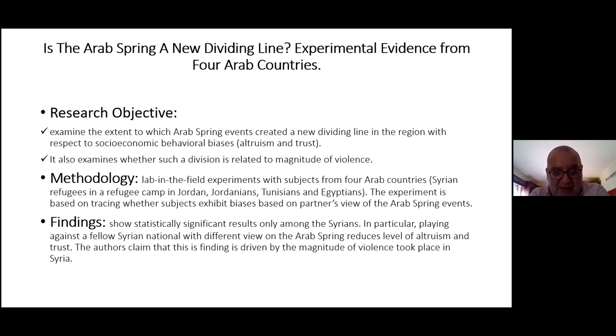The methodology is a lab-in-the-field experiment with subjects from four different countries: the one I mentioned, Syria, and Jordan, Tunisia and Egypt. The experiment is based on tracing whether subjects exhibit biases based on partners' views of the Arab Spring events. As per the findings, the authors show statistically significant results only among the Syrians, and only among the games in which a Syrian is playing against fellow Syrian nationals with a different view on the Arab Spring.